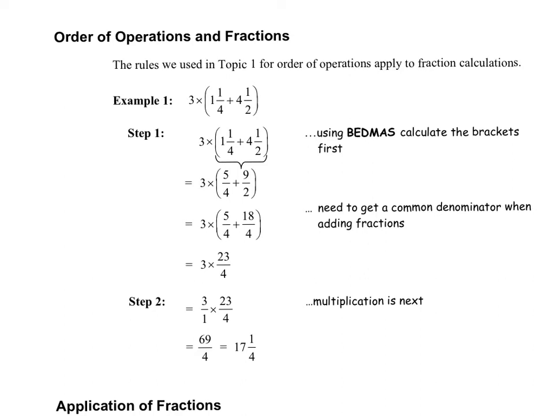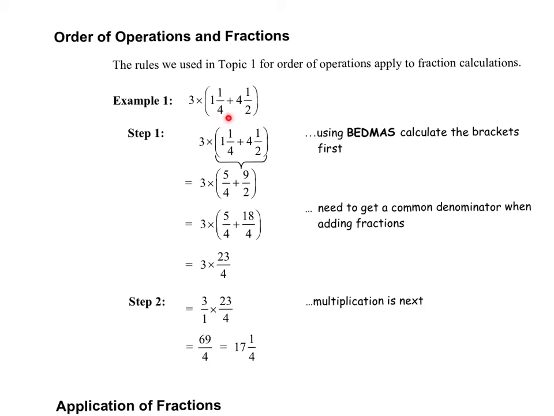Just as order of operations will apply when we're evaluating expressions of ordinary numbers that contain more than one operation, they're also important when we're evaluating fractions where there is more than one operation. So in this case we're looking at a multiplication, and inside the bracket we have an addition. Now order of operations says that we must evaluate the bracket before we can perform the multiplication.